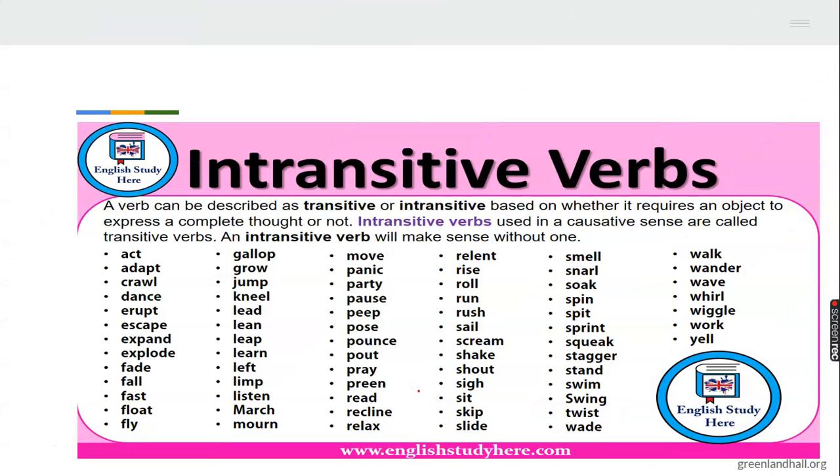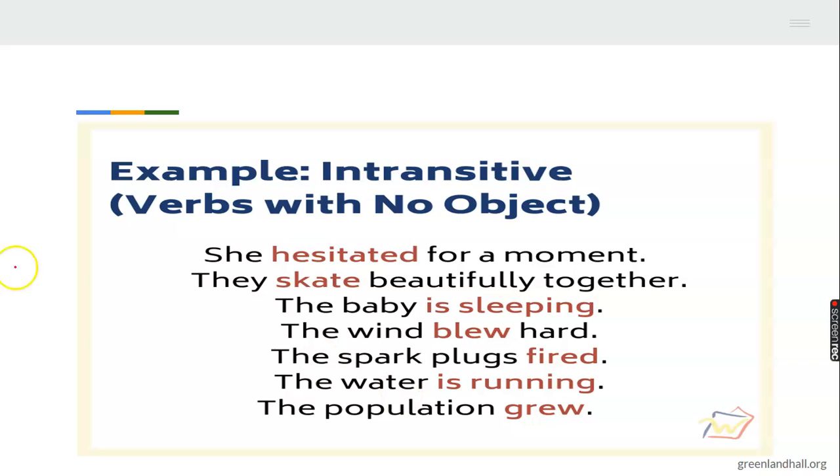Then we have examples. All these verbs here can't take any object. You can screenshot this also and try them on your own. If peradventure you can find anyone that takes an object, let me know and I'll give you a gift, because I'm very sure none of these can take a direct object. Then let's see examples here.